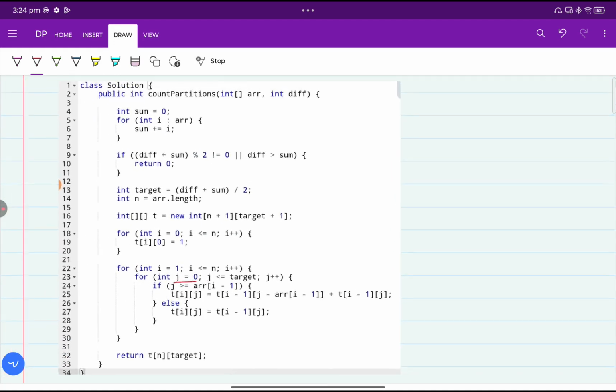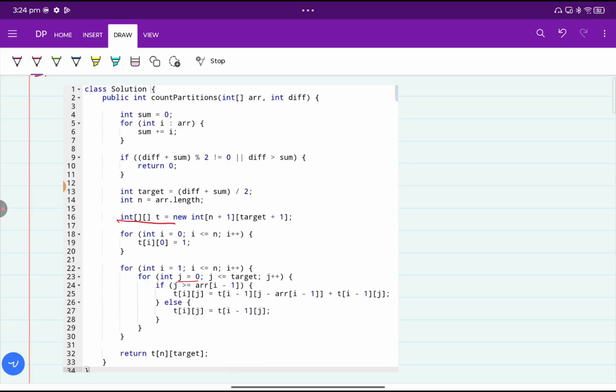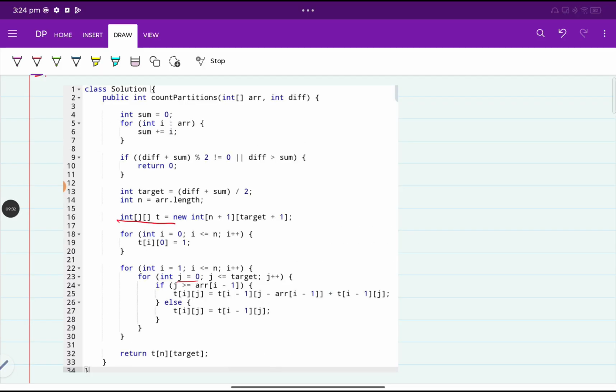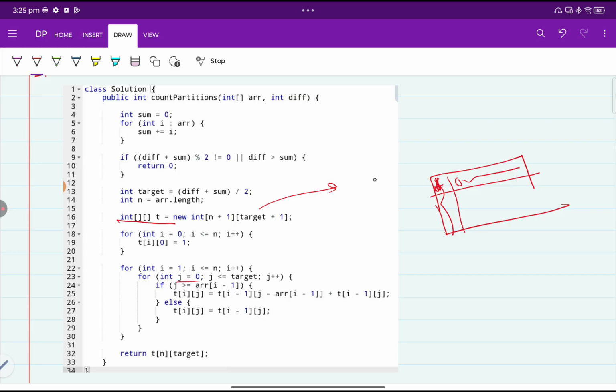Actual DP starts from here. I created a t table and initialize it. In the DP part, the subset with sum equal to 0 is initialized with 1. I am doing the initialization here, but it doesn't require initialization from here, because only the first part becomes 1 and everything other than this is 0. Since I created an integer array, all the values are initialized by default with 0.